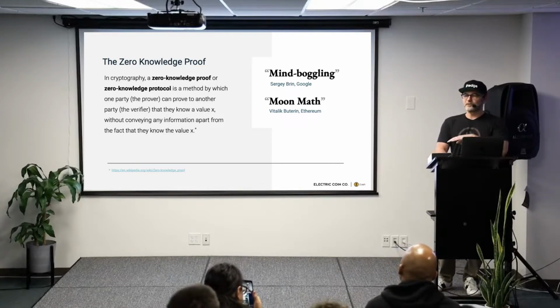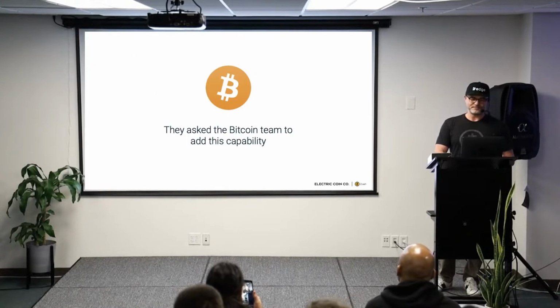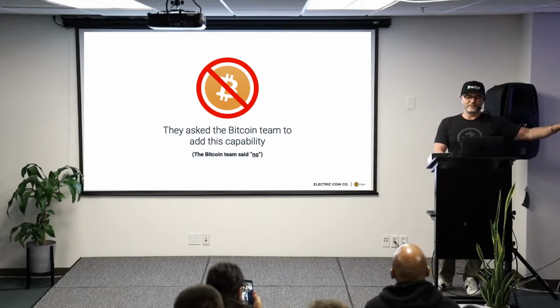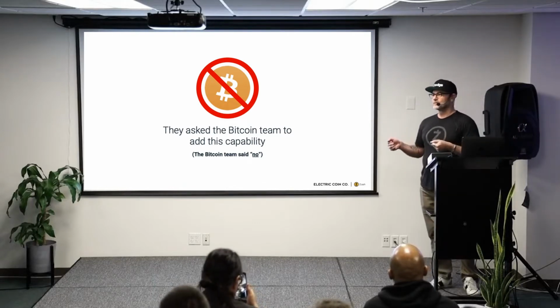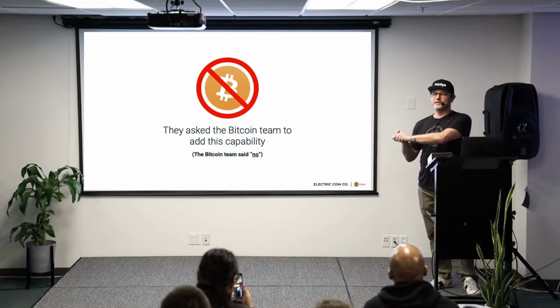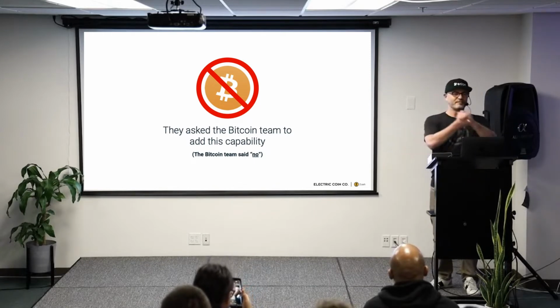Sergey Brin called it mind-boggling, Vitalik, moon math, but it's very complicated stuff. So that group of scientists went and talked to the Bitcoin core team. They said, let's add it to Bitcoin. Bitcoin core team said, hell no. The cryptography is way too novel. So instead, what you should do is fork Bitcoin and add it there as an experiment. And if it works, then we'll think about adding it to Bitcoin.